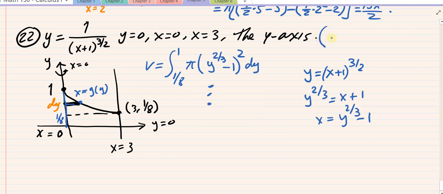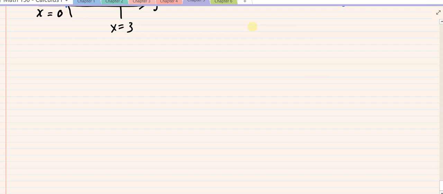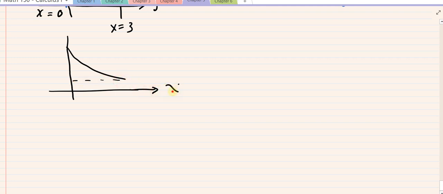Now remember, the problem asked for about the x-axis. So let's actually do what the question has asked us to do. In number 22, the same graph that I had before. My graph doesn't change. It's just the axis of rotation that changed to the x-axis now. Here's 1, and this point is now 3. The disks now go in this direction, the vertical disks. So you get a solid that looks something like this.